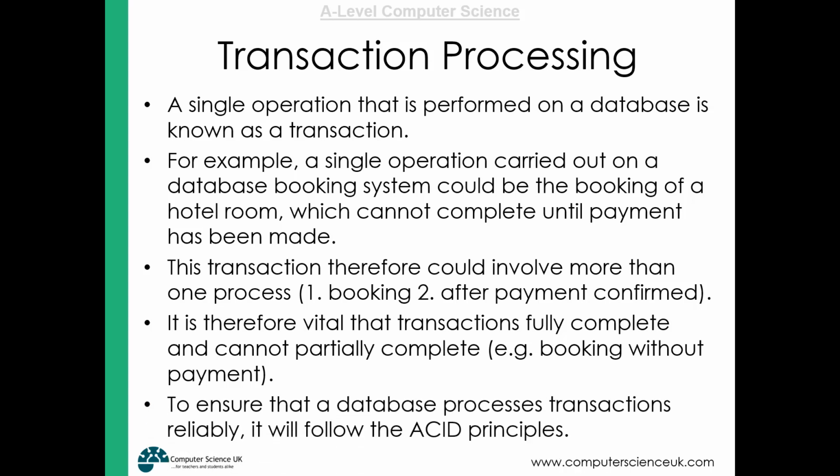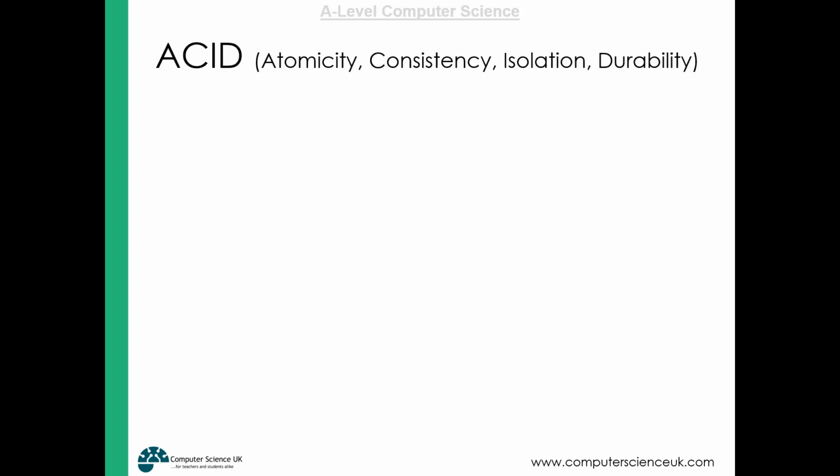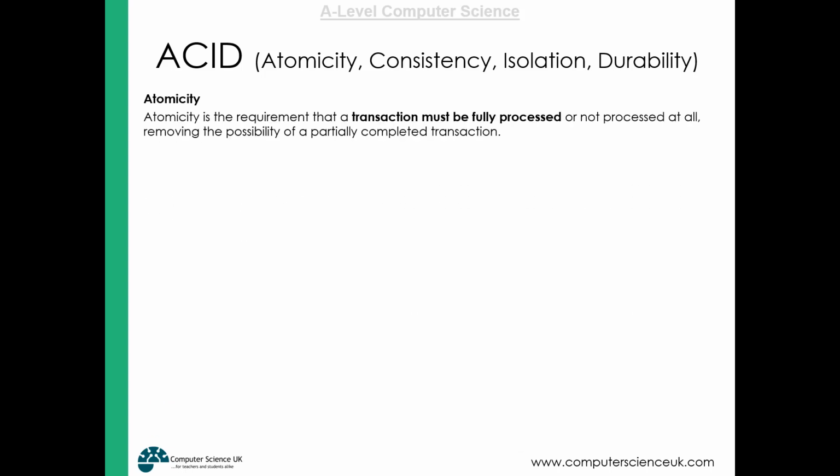So to ensure that a database processes transactions reliably and completely, it follows the ACID principles. Let's have a look at what these mean. ACID stands for atomicity, consistency, isolation, and durability. Let's have a look at atomicity. It's the requirement that a transaction must be fully processed or not processed at all, removing the possibility of a partially completed transaction.